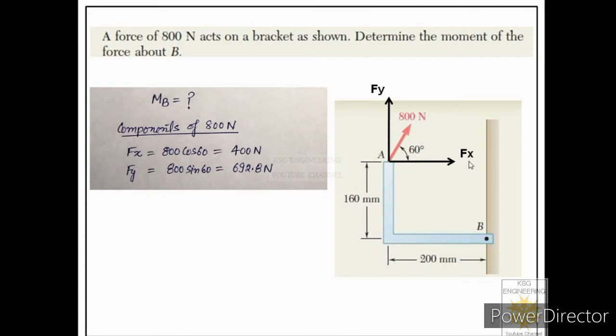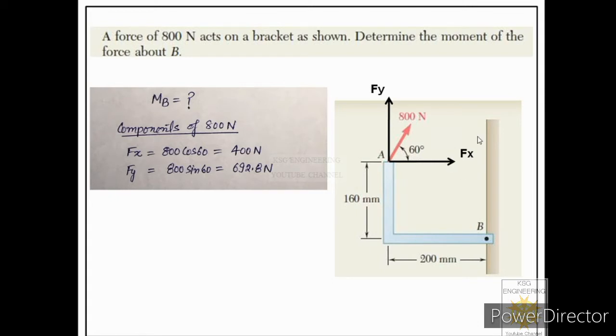So let us first find moment because of this particular force. So how we can find? We have to multiply the magnitude of this force with its moment arm. So we have already found its magnitude as 400 Newton. So when we will multiply 400 by its moment arm, we will get its moment about B. So after finding the magnitude of moment because of this component about B, we have to also see what is the nature of that moment.